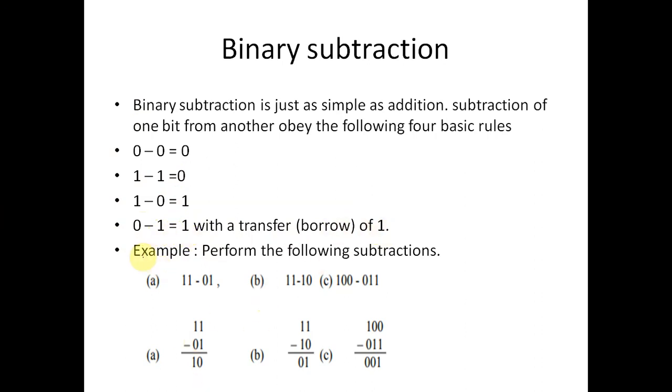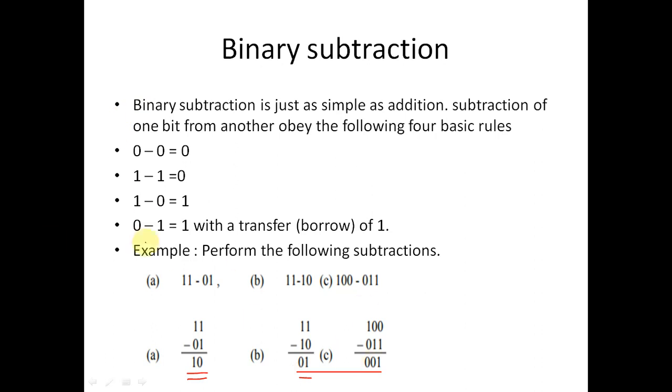Now taking some examples. Here we perform the following subtractions: 1 1 minus 0 1. 1 minus 1 is 0, and 1 minus 0 is 1. So the total answer is 1 0. Now the second example is 1 1 1 minus 1 0 1. 1 minus 1 is 0, 1 minus 0 is 1, and 1 minus 1 is 0. This is the second example.